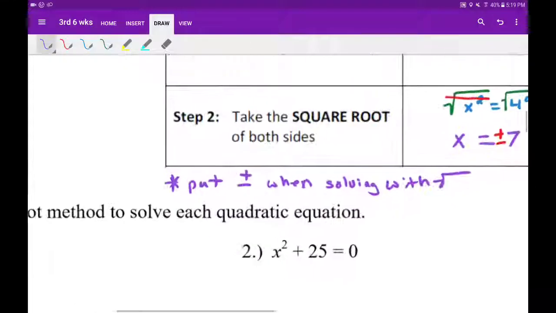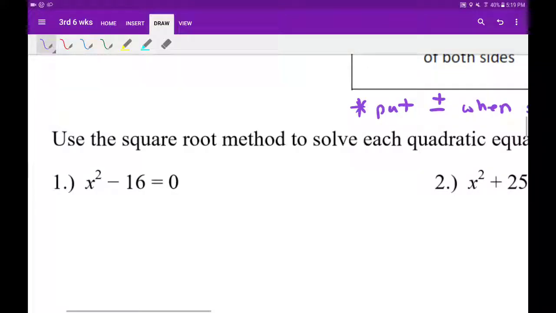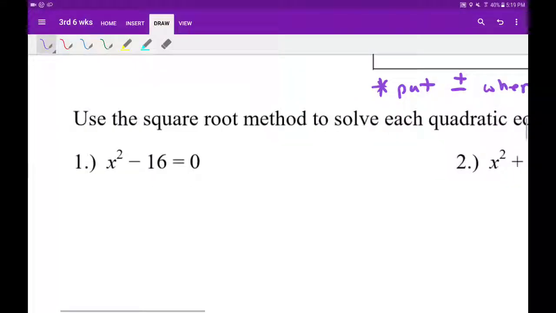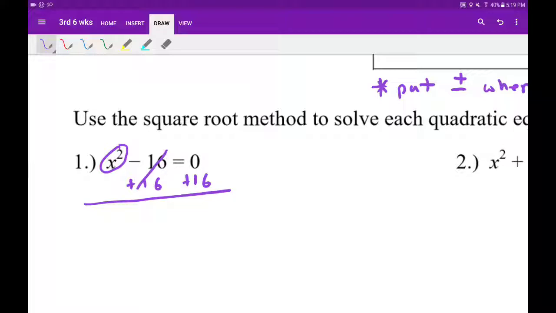So let's look at example 1. Okay, so we have x squared minus 16 equals 0. So the first thing we want to do is isolate this x squared right here by adding 16 to both sides. Okay, when I do that, these cancel. I get x squared equals positive 16.